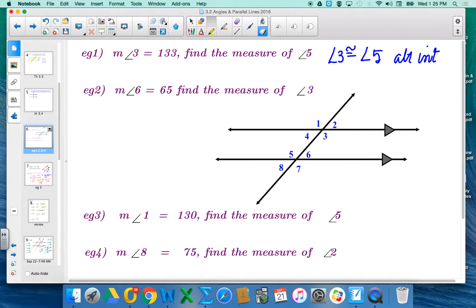Next we have angle 6. Oh, we didn't answer the question. So how much is angle 5 equal to, y'all? 133.